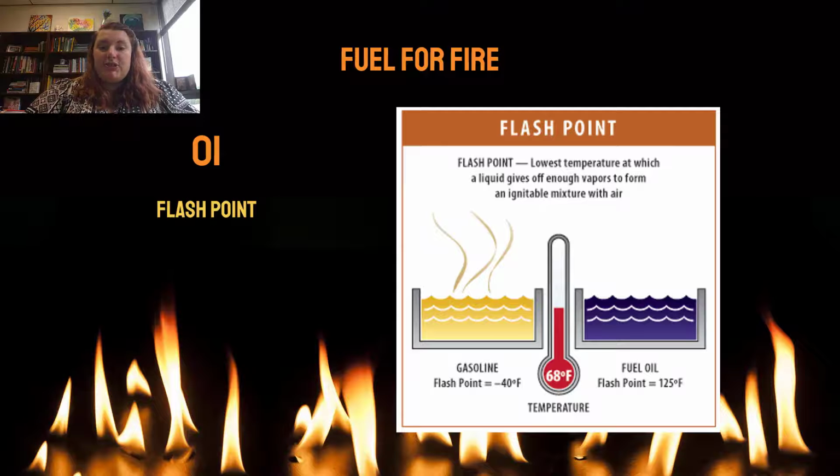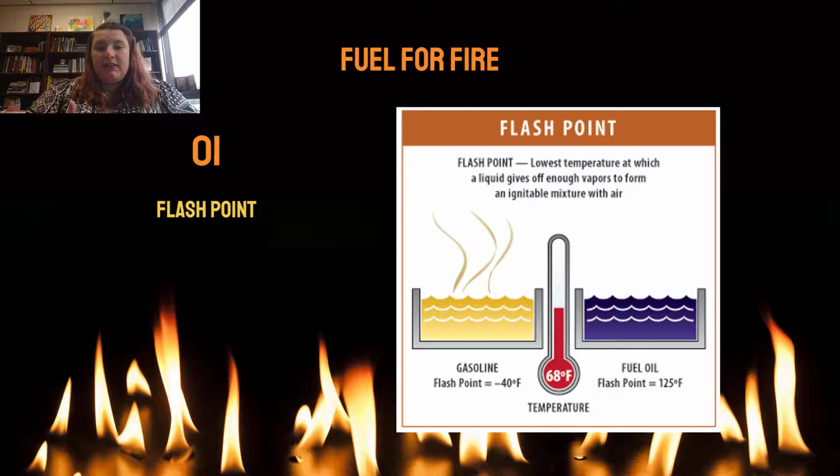There are three different measures of volatility for fuels, all of which relate to the transformation of the fuel into a gaseous state. The lowest temperature is the flash point. This is the temperature at which there is enough vapor on the fuel surface to become ignitable or combustible. Simply put, this is when enough of the fuel vaporizes into a gas so that the fire can be started using the gaseous fuel. The photo on this slide shows how the flash point differs between substances. The yellow liquid is gasoline, which has a flash point of 40 degrees Fahrenheit. The blue liquid is fuel oil, which has a flash point of 125 degrees Fahrenheit.